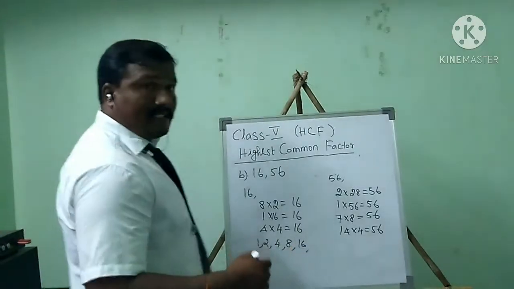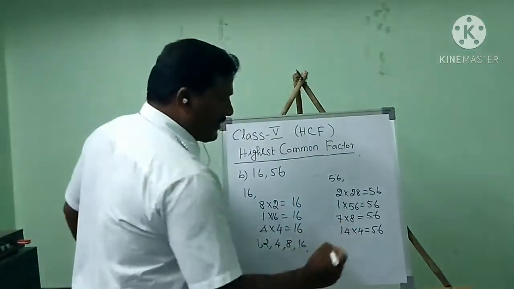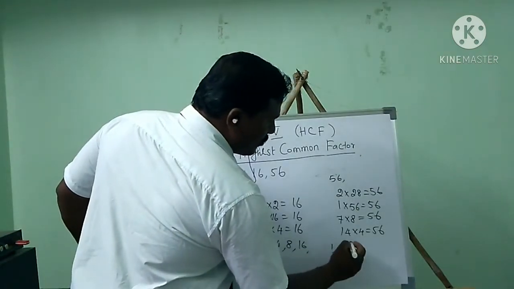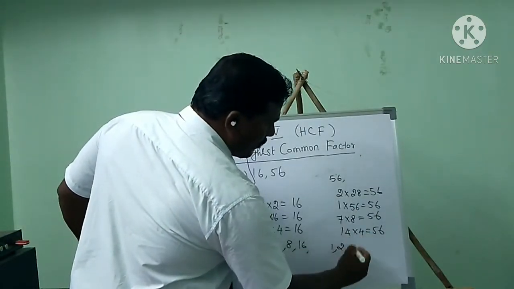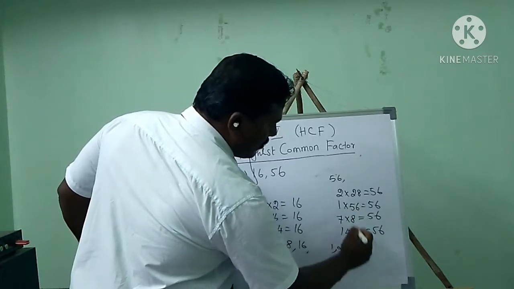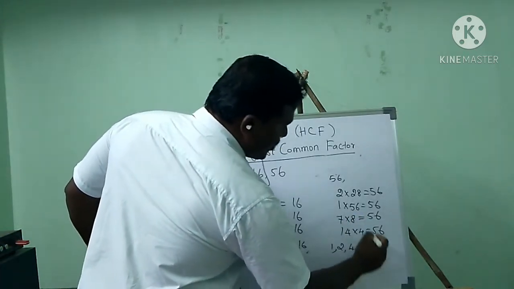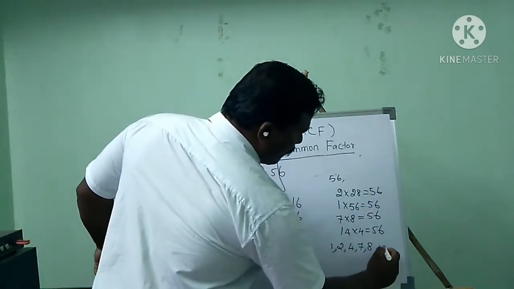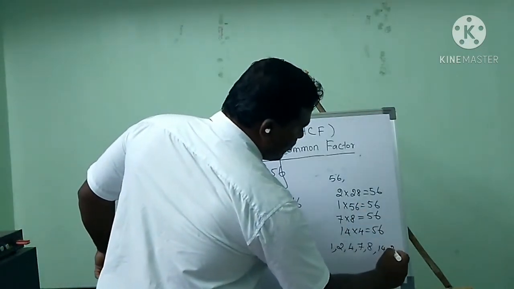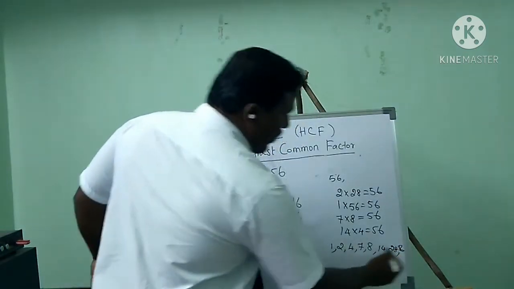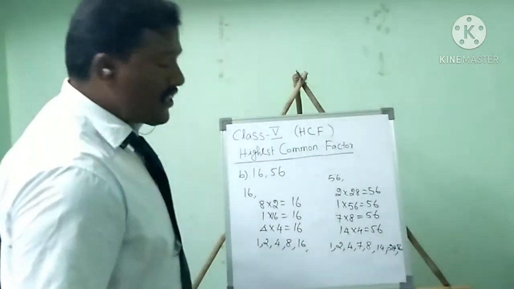Now let me collect the factors in ascending order. So 1, 2, 4, 7, 8, 14, 28, 56. So these all are factors of 56.